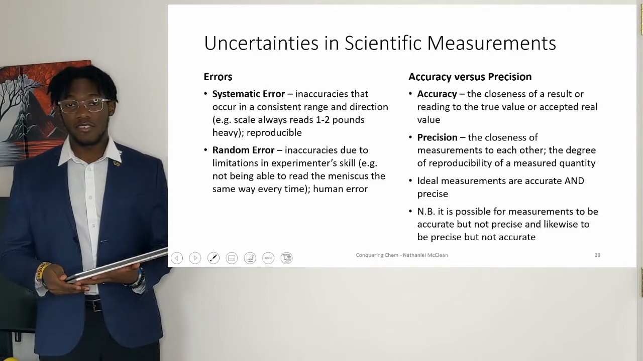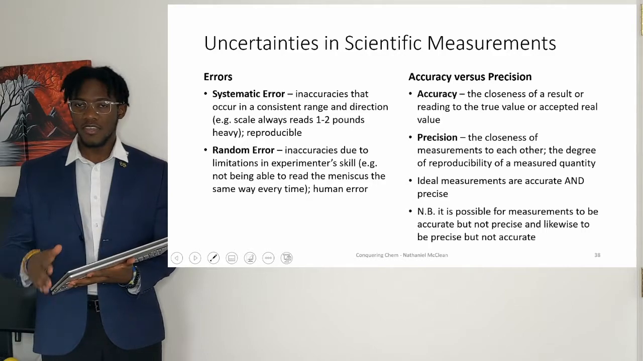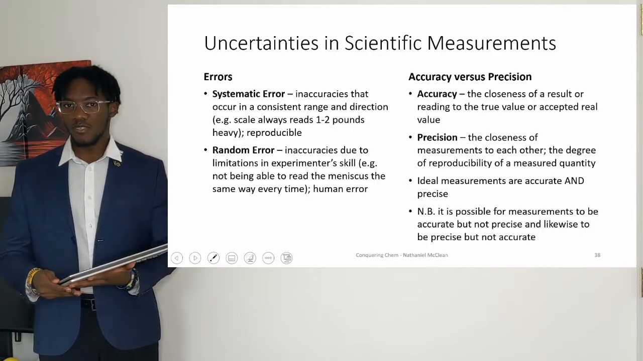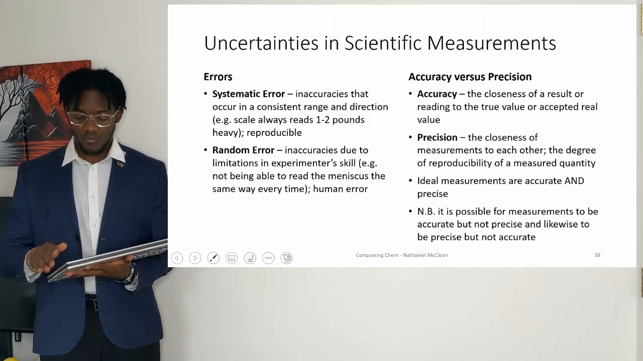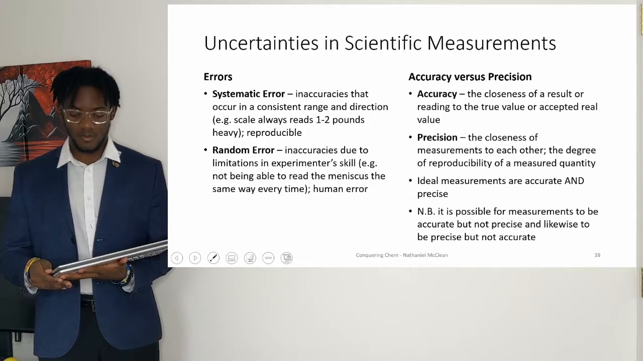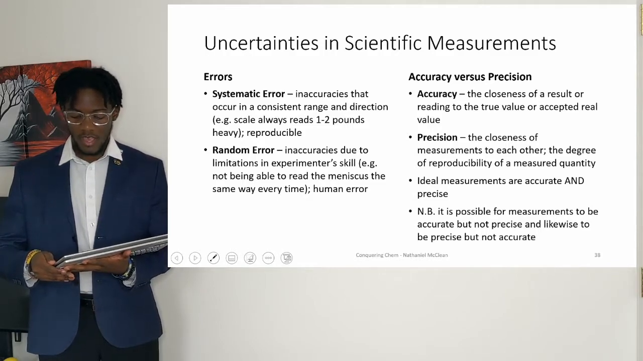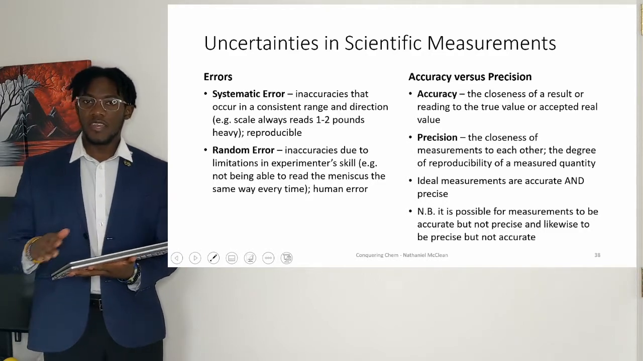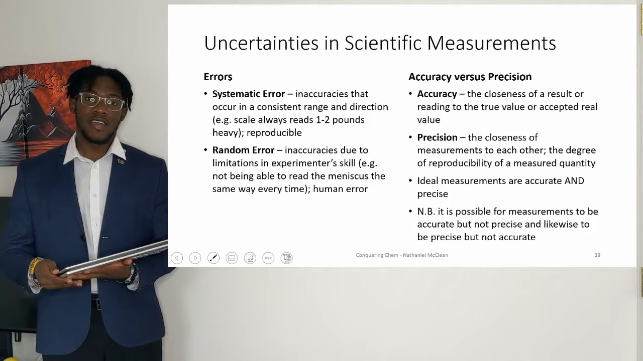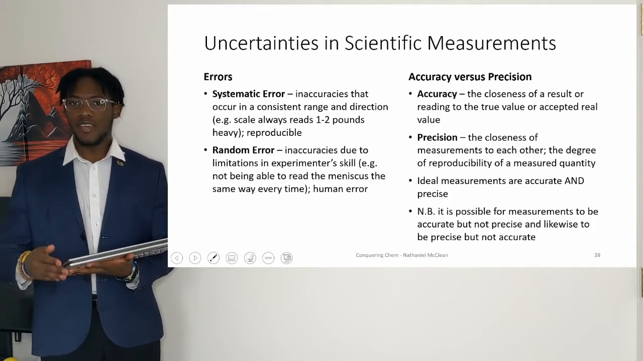When we look at accuracy and precision, we know in the English language we tend to use them interchangeably, but in science they're a little bit more specific. Accuracy is the closeness of a result or reading to the true value or accepted real value, while precision is the closeness of measurements to each other and the degree of reproducibility of a measured quantity. We'll look at those in a little more detail in a diagram on the next page so that you can put the definition with the diagram.